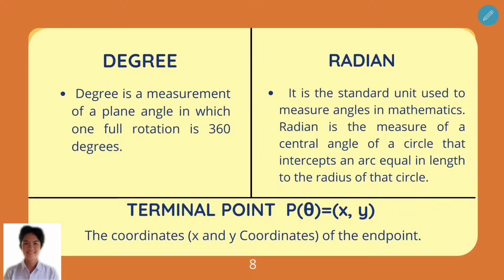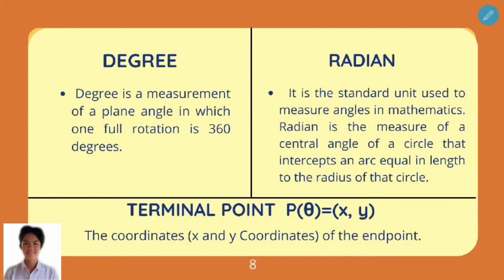Before we proceed, let's know the terms relating to the unit circle and circular functions. Any of a group of functions of an angle expressed as a ratio of 2 of the sides of a right-angled triangle containing the angle. The group includes sine, cosine, tangent, secant, cosecant, and cotangent. First, we have degree. A degree of arc or arc degree is usually denoted by the degree symbol. It is a measurement of a plane angle in which one full rotation is 360 degrees.